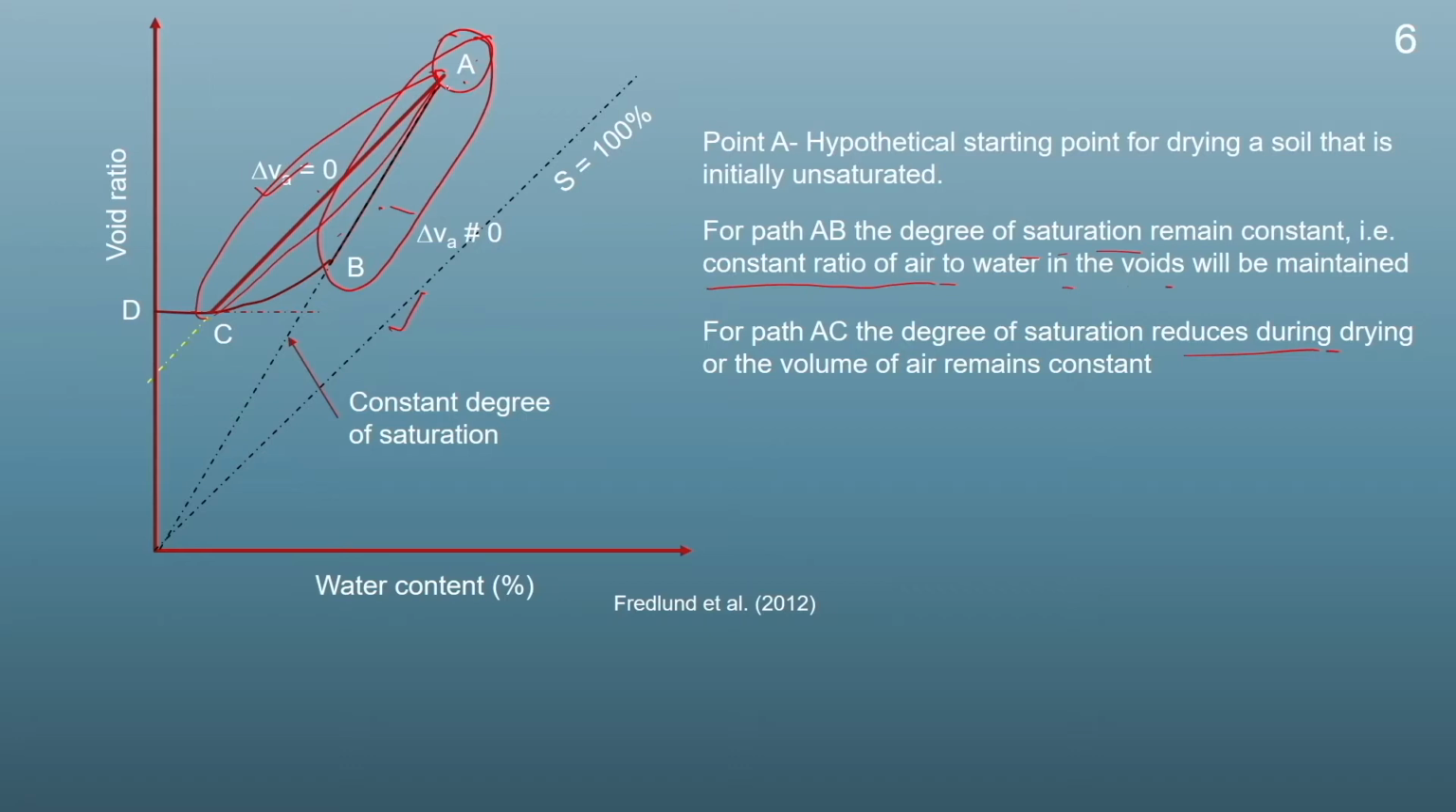So, either way we can obtain this shrinkage curve for an unsaturated soil sample, and the point D will be the point of minimum void ratio, and here this is the shrinkage limit. This is how the drying of an unsaturated soil sample takes place. The path AB will be obtained by keeping the degree of saturation constant, that is, the ratio between air and water will be maintained throughout this drying, and for AC, the degree of saturation will keep on reducing with the water content of the soil. So, this is how the shrinkage curve for an unsaturated soil sample will look like.